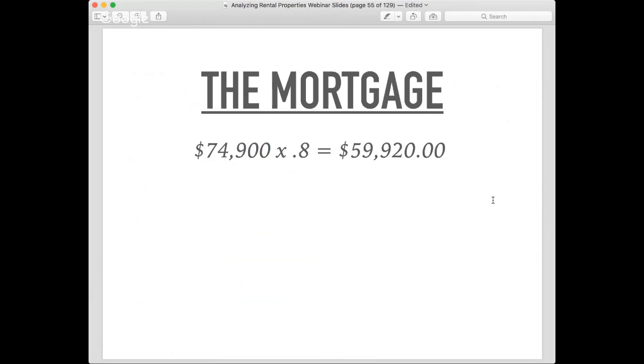Well, remember the property was asking $74,900 for it, right? Times 80%. Why 80%? Well, I figured I'll probably put 20% down. That's pretty typical for a rental property. So if I got a mortgage for 80% of the value, that means I'm going to get $59,920 in the mortgage. By the way, if you don't see the chat room moving, that's because I have it on private right now. I've been turning on and off private chat. So you can still type and I'll see it, but it's not going to show for everybody. So we're going to get a mortgage for $59,000.